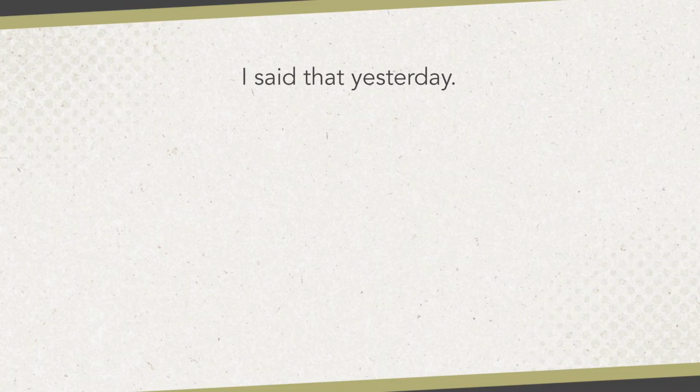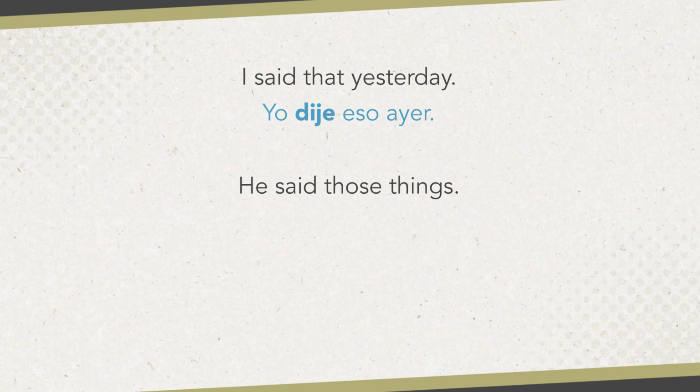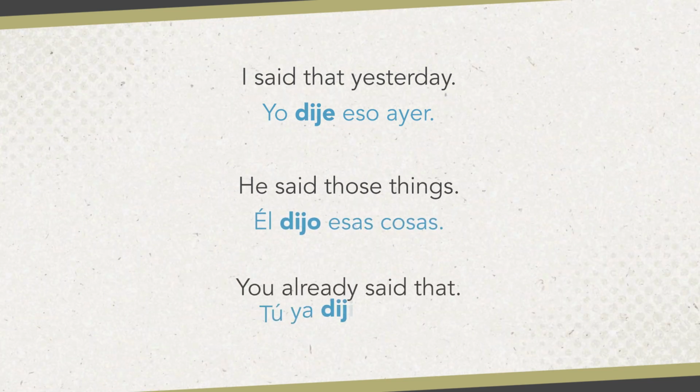I said that yesterday. Yo dije eso ayer. He said those things. Él dijo esas cosas. You already said that. Tú ya dijiste eso. Now let's practice this. So I'm going to shuffle up 3 of our flashcards, and your job is to see if you can predict which form of decir to use in each example.